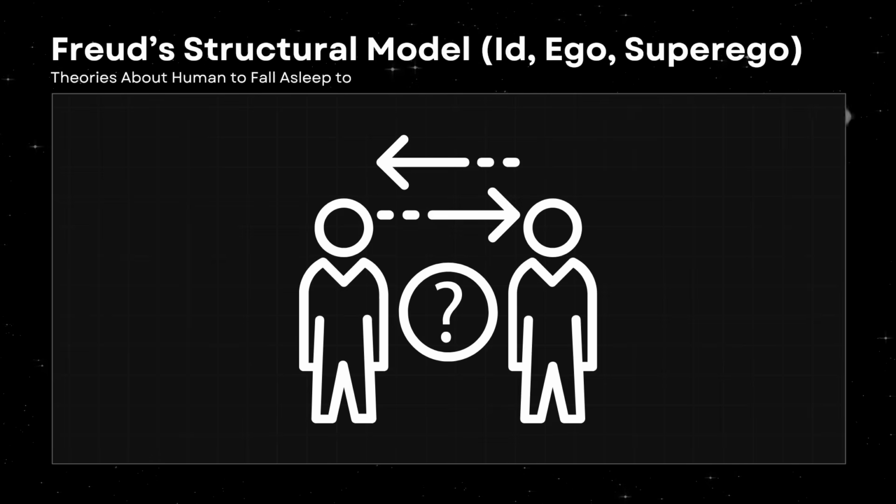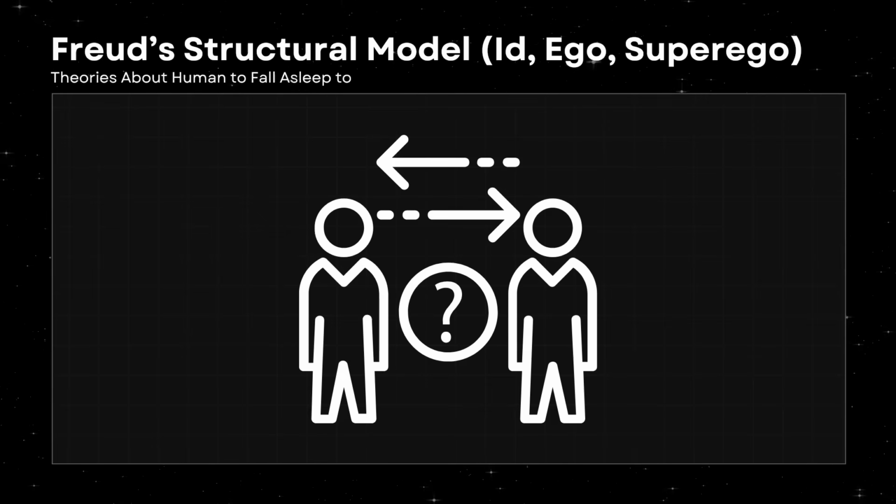The id is the oldest part of the mind. It is present from birth. It runs on the pleasure principle, which means it wants what it wants right away. It does not think about rules, time, or other people. The id is filled with basic drives like hunger, thirst, sex, and the need to avoid pain. When a baby cries for food, it is the id in action. The baby does not care if the parent is asleep or busy. It only wants to feel better. The id works through impulses and feelings, not thought or reason.